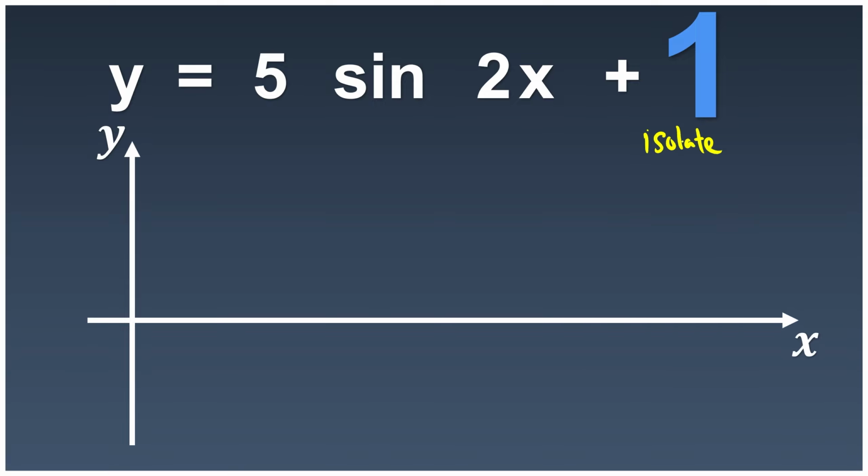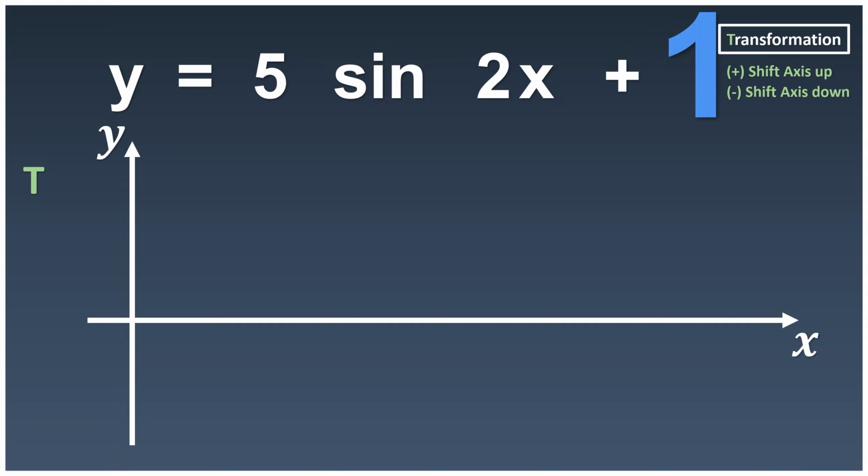It means it's all by itself. It's not together with the trig function at all. So basically, what it does is it controls the transformation of our axis. It will tell us whether we want to shift the axis up or shift the axis down. So this is our very first step.